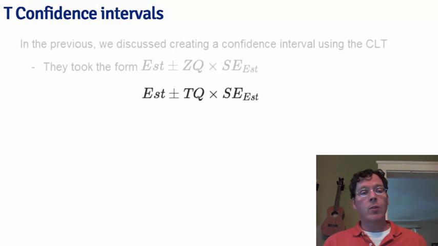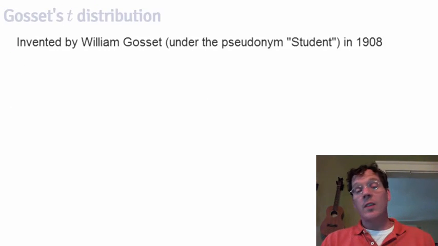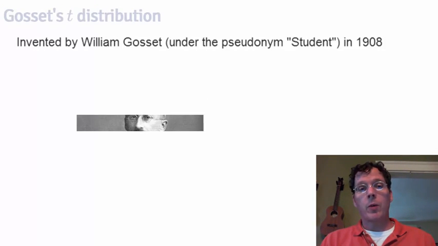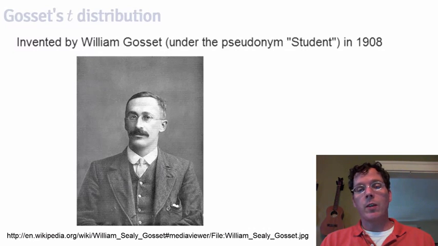We're just going to cover the single and two-group versions of the t-interval. In our regression class, we'll cover some other t-intervals that come in handy as well. The t-distribution was invented by William Gosset under the pseudonym Student in 1908. He worked for the Guinness Brewery, and in fact they didn't want him to publish under his real name, so he published under the pseudonym Student. So we're often talking about Student's t-distribution or Student's t-test.